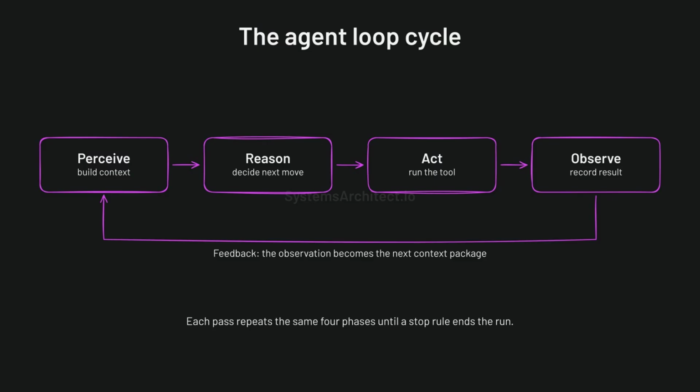Agent systems are part of the decision layer of AI cloud architecture. What is an agent loop? An agent loop is a control loop that repeats perceive, reason, act, and observe. Each pass builds context. It lets the model decide, runs tools, then folds results back. That cycle turns a single-shot LLM call into multi-step agentic work.